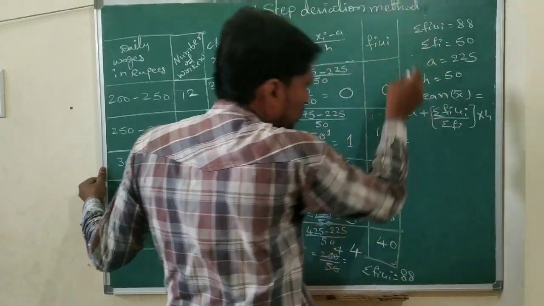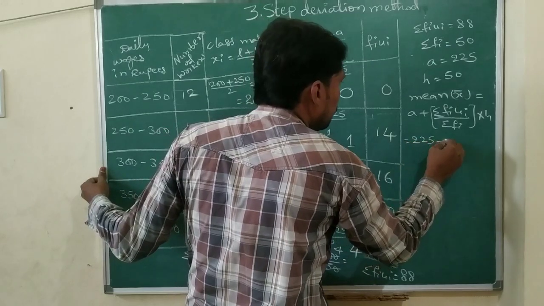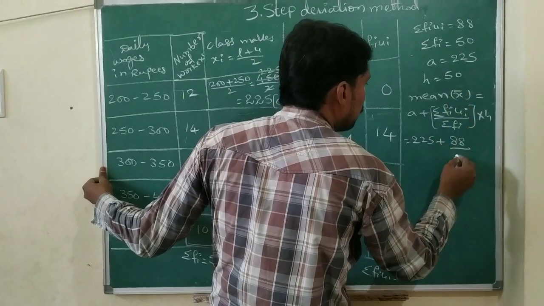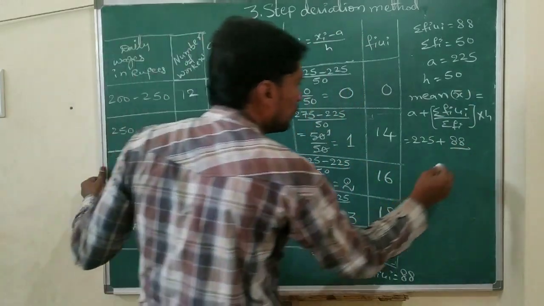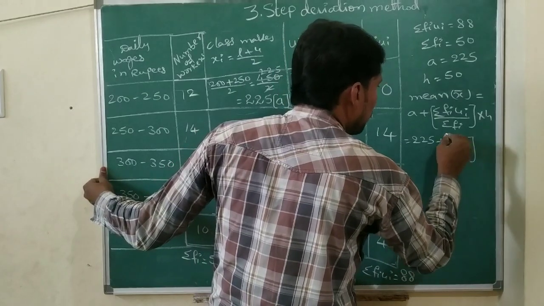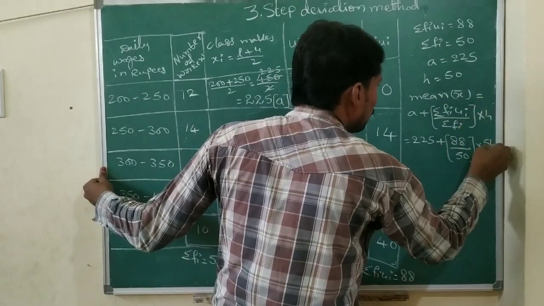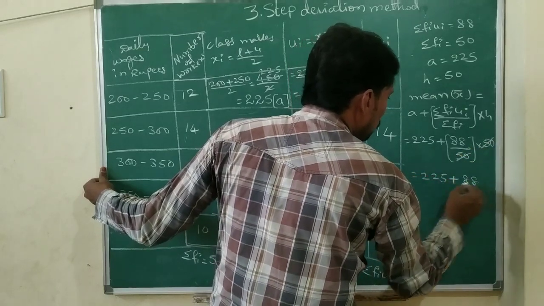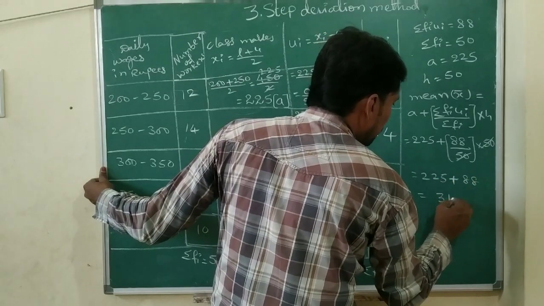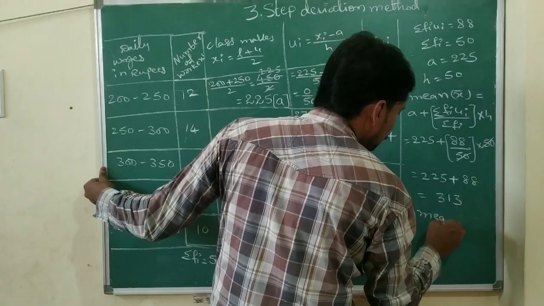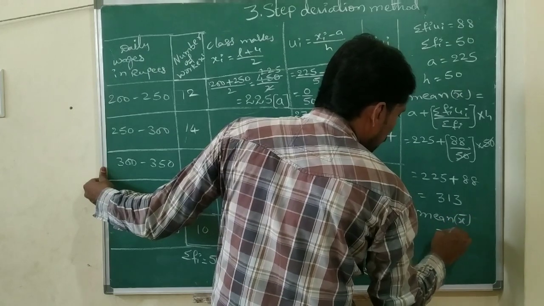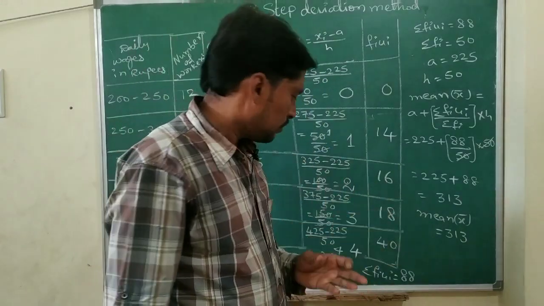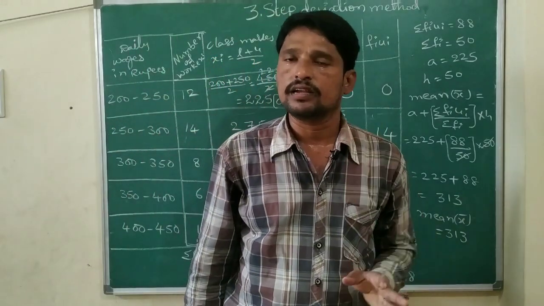So what is the a value here? 225 plus sigma fi ui, the value 88, by sigma fi, the value we got here, 50, into h. The h value also we got is 50. 50 ones are 50, so 225 plus 88 is 313. Therefore mean x bar equals 313. So here with the direct method we got the mean 313.